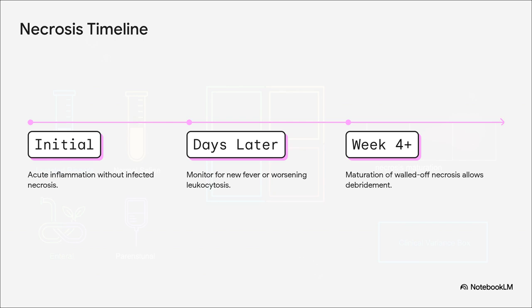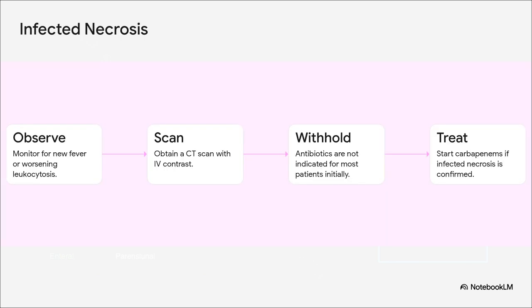Then, by week 4 and beyond, we see the maturation of what we call walled-off necrosis, or WON. Let me emphasize this. Premature, invasive intervention before this wall forms carries a massive risk of catastrophic hemorrhage. Navigating this sterile versus infected cross involves very exact management steps. You must enforce the rule that prophylactic antibiotics are strictly contraindicated, even when you're staring down severe sterile necrosis.